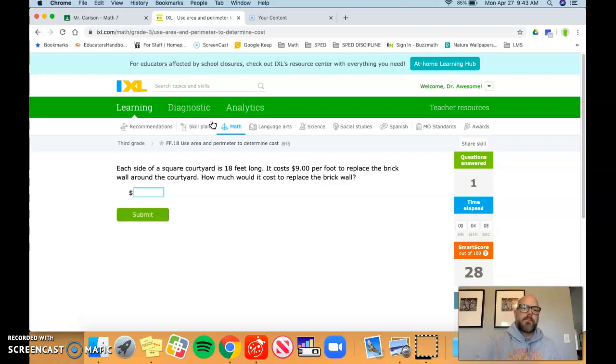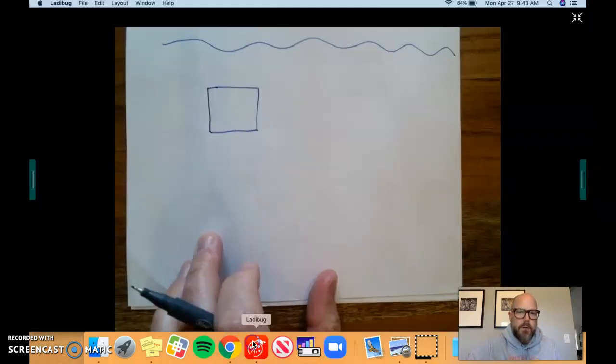The next one says each side of a square courtyard is 18 feet long. It costs $9 per foot to replace the brick wall around the courtyard. How much would it cost to replace the brick wall? So you kind of got to think about these problems. We're talking about a courtyard, so an area of space outside somewhere. It's a square. So look, I've already drawn my square.